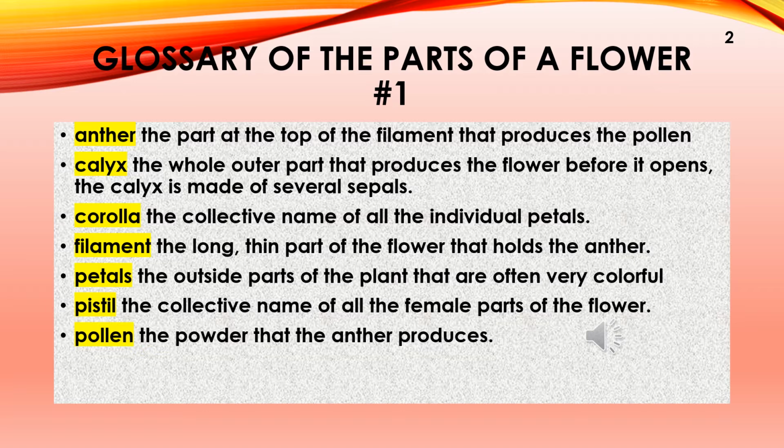Calyx, the whole outer part that protects the flower before it opens. The calyx is made of several sepals. Corolla, the collective name of all the individual petals. Filaments, the long thin parts of the flower that hold the anthers. Petals, the outside part of the plant that are often very colorful. Pistil, the collective name of all the female parts of the flowers. And pollen, the pollen that the anther produce.